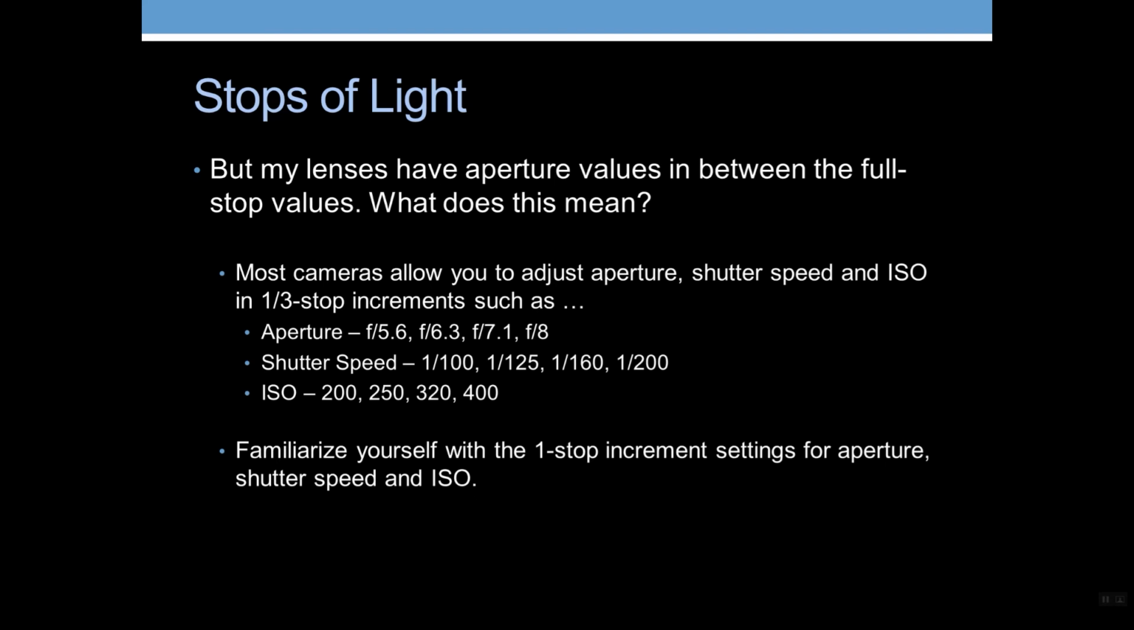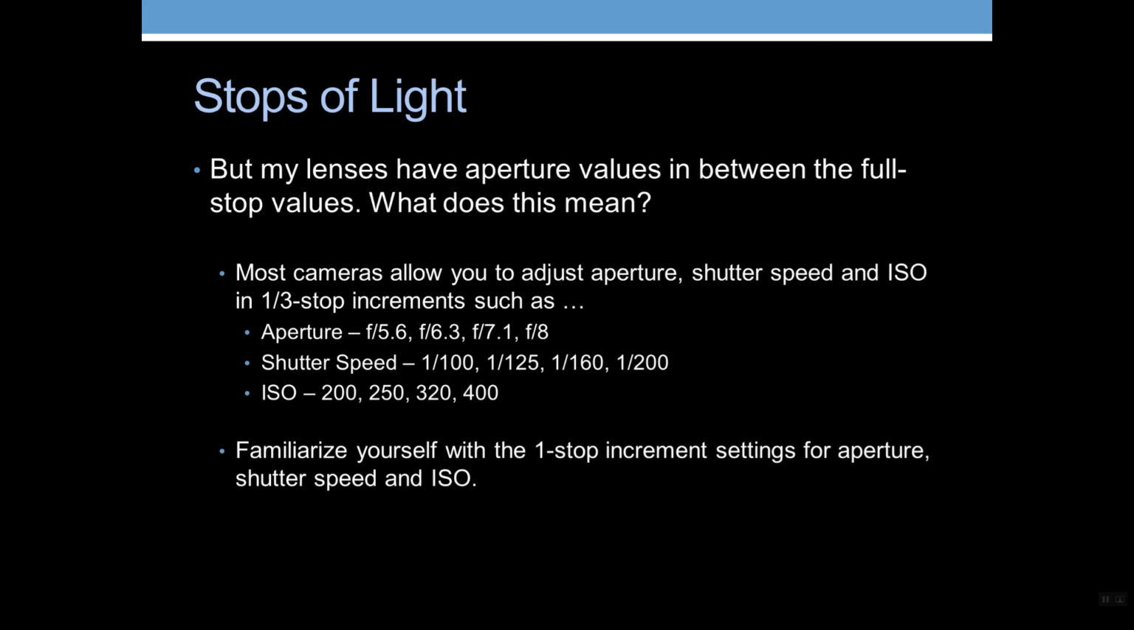Shutter speed, let's say we're going from 1/100th of a second to 1/200th of a second. Those are our full stop increments. In between, we have 1/125th and 1/160th. For ISO, let's just say we're going to go from 200 to 400.